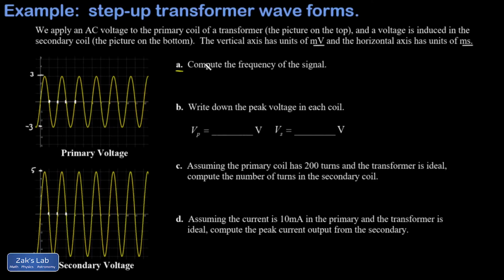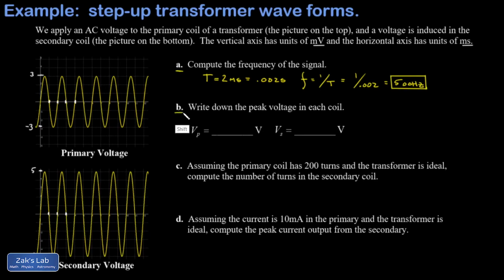Question A asks us for the frequency of the signal. And so what I do is I can read the period off the graph, and one wiggle is complete after 2 grid lines, which is 2 milliseconds. So my period is 2 milliseconds. I could also write that as 0.002 seconds. And my frequency is the reciprocal of that. And I get a 500 hertz frequency.